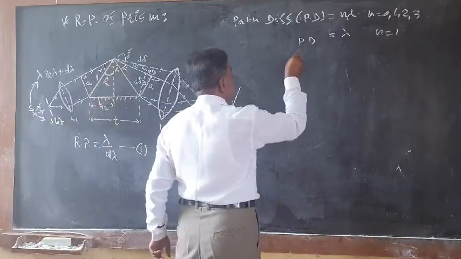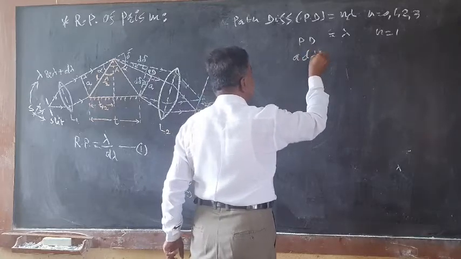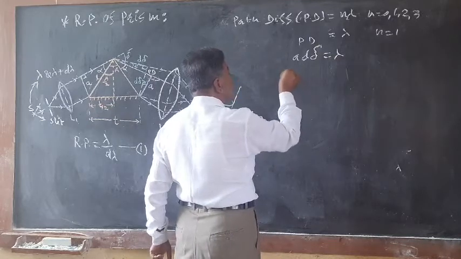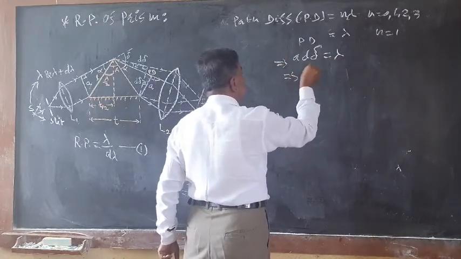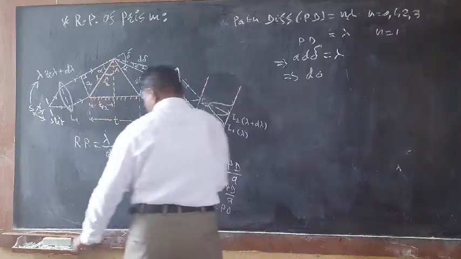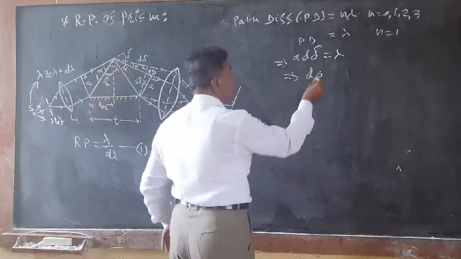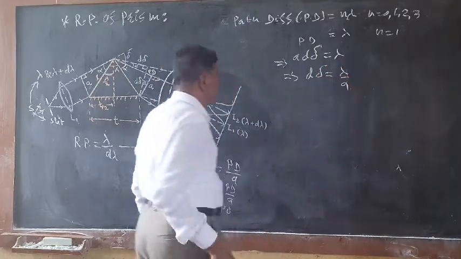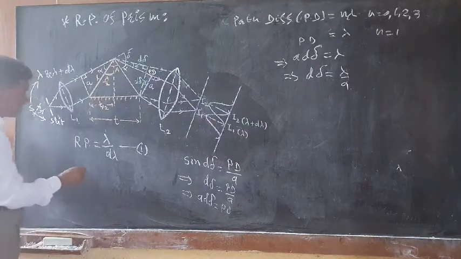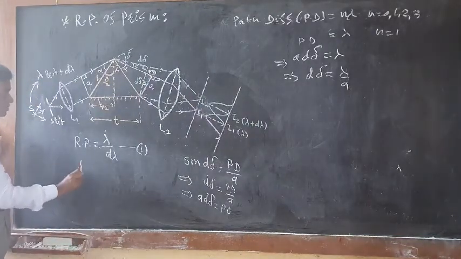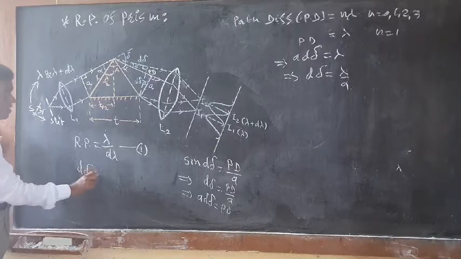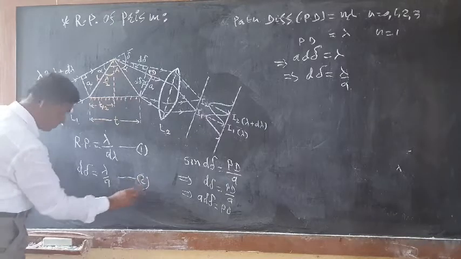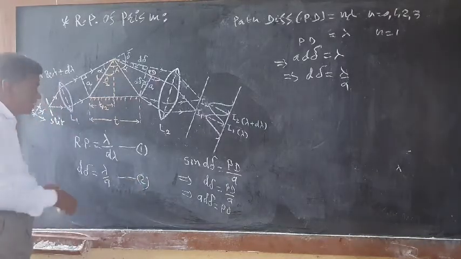So A d delta will be equal to lambda, which implies that d delta will be equal to lambda divided by A. So we will also require that equation. We will write here d delta is equal to lambda divided by A, and suppose this is equation number 2c. Now from the figure we can write.